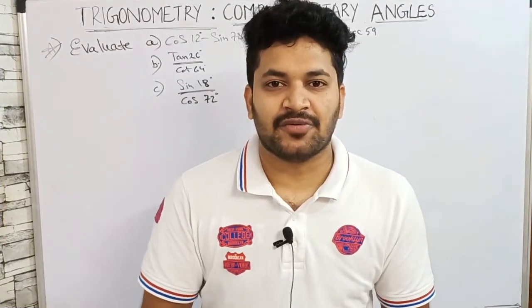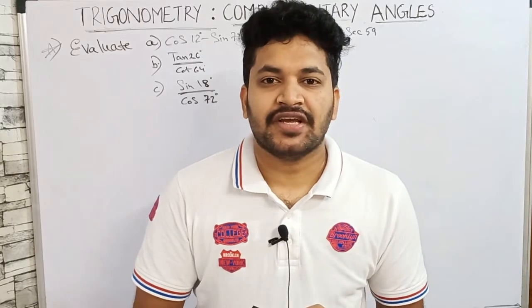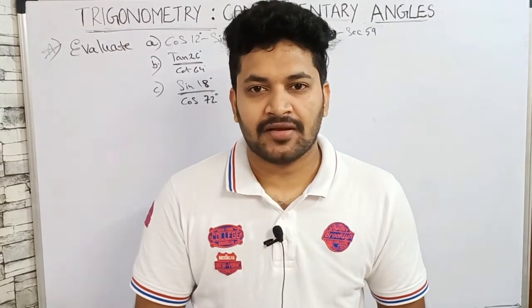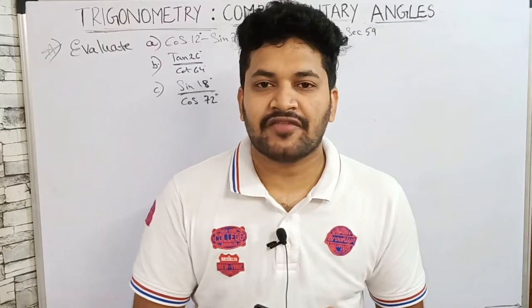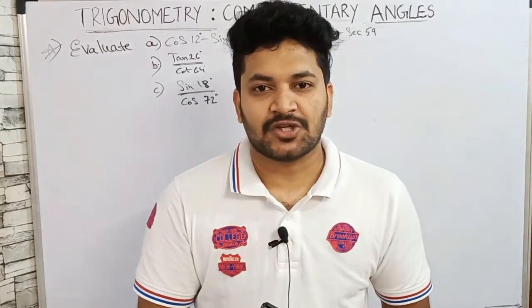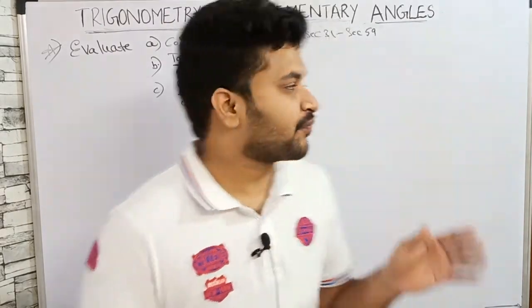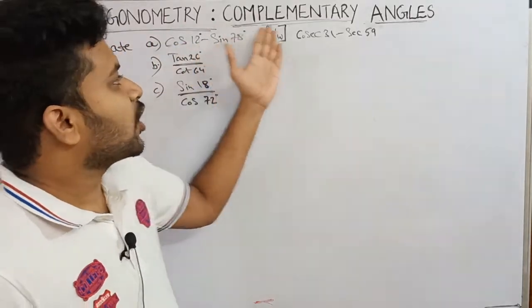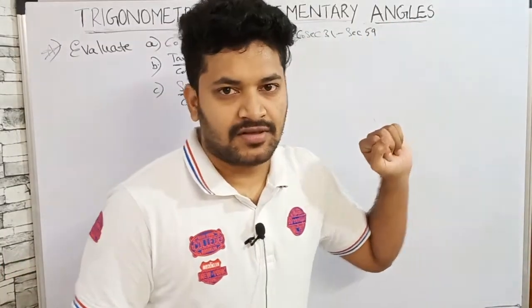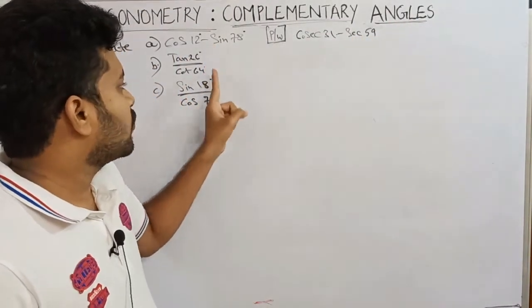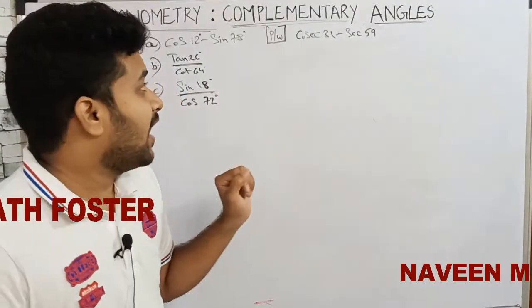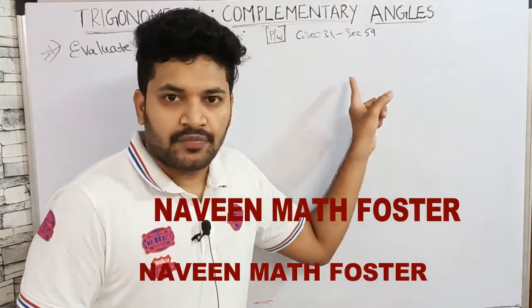This is Navin Raidu. In parts 1, 2, 3 we have done the trigonometric formulae, and in parts 4, 5, 6 we have done the sums in trigonometric ratios. Today we are going to do trigonometry in complementary angles sums. Here we have 1, 2, 3 sums, and I am giving practice work for you.